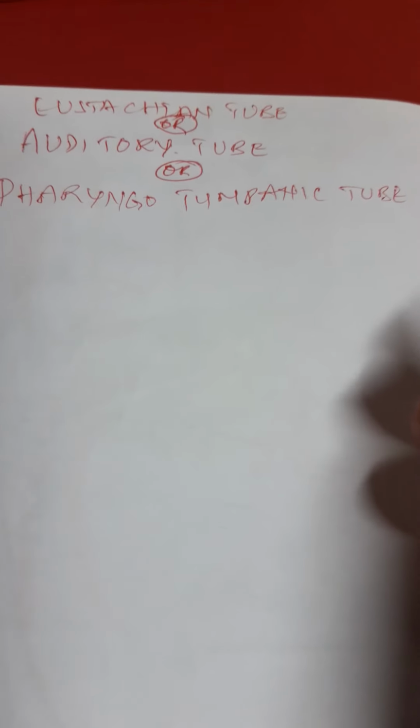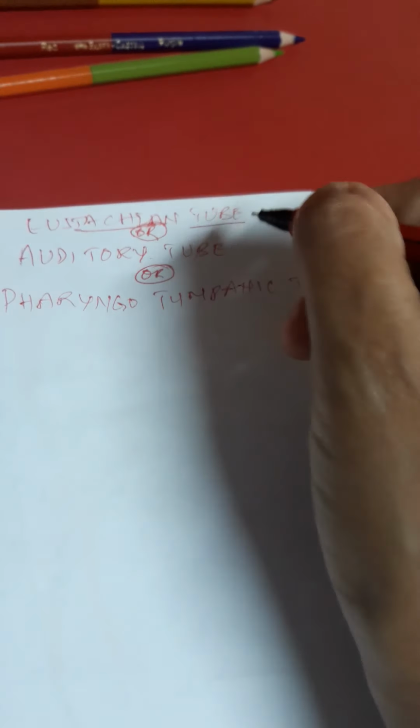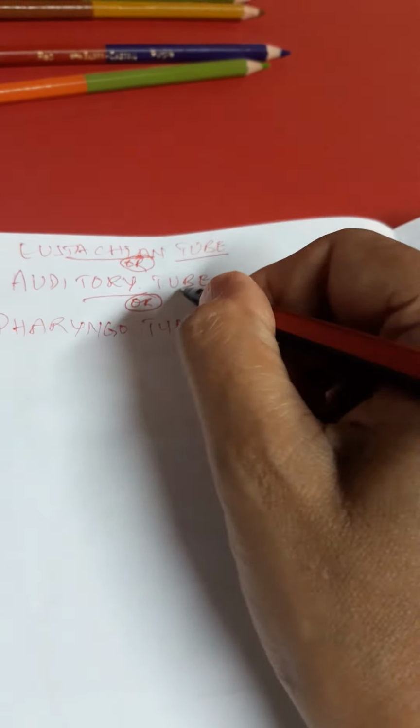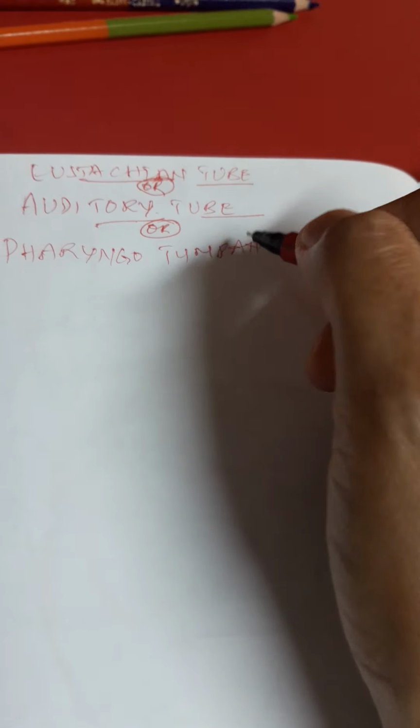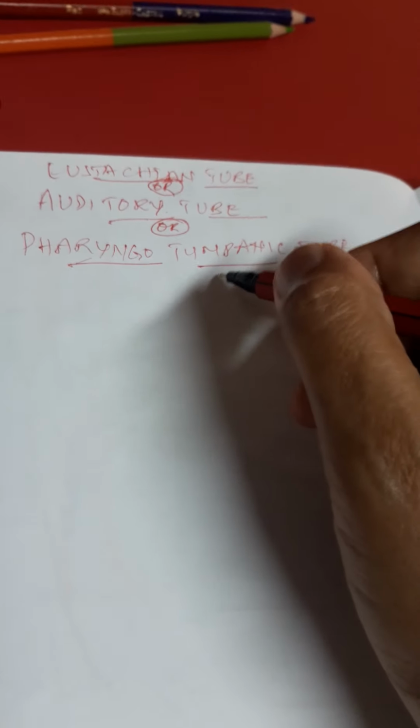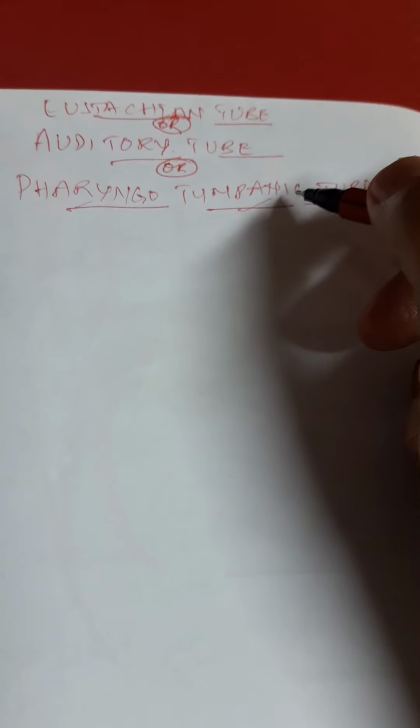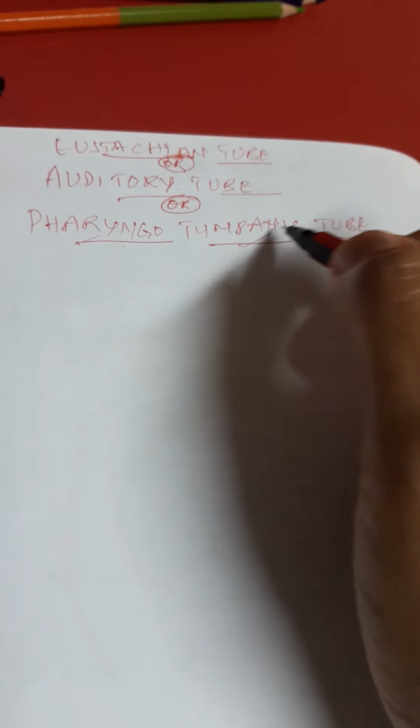Today we are going to discuss the auditory tube, or eustachian tube, or pharyngotympanic tube. Eustachian tube or auditory means something to do with hearing, hence the name auditory tube. Then pharyngotympanic tube, because it communicates the nasopharynx to the tympanum, that is the middle ear cavity. Hence the name pharyngotympanic tube.